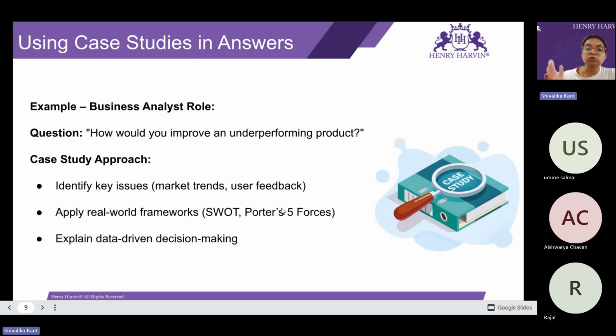Then connect back to the interview's context. After sharing the case study, link it back to the job role. This is what you did, and this is how you can use it here also. Keep it concise and impactful, not more than 2 to 3 minutes. Two minutes is ideal. Avoid drowning in details, and focus on what it demonstrates: your problem-solving, analytical, and technical skills.